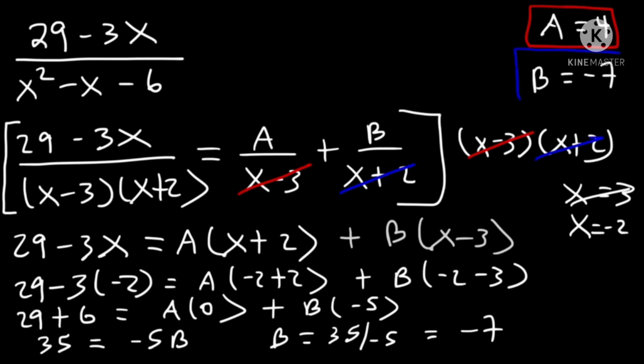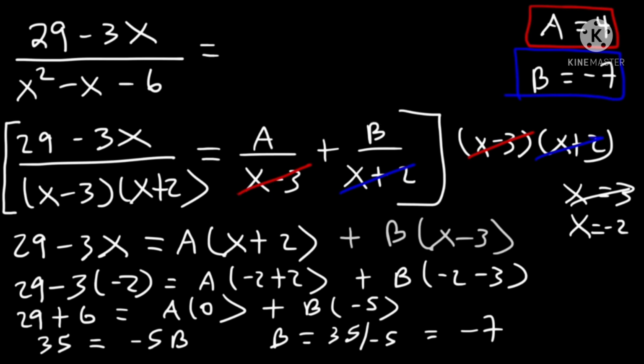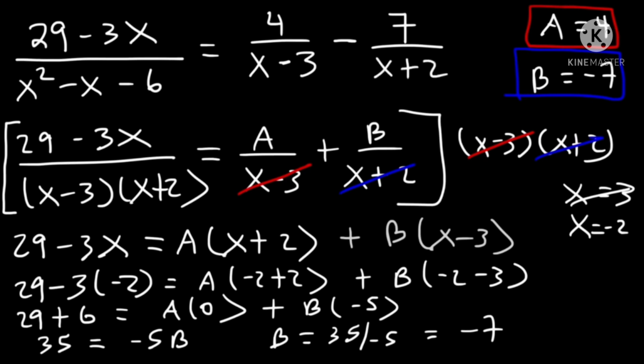So now that we have a and b, we can now write the final answer. So let's plug it in to this expression. So 29 minus 3x over x squared minus x minus 6, that's equal to 4 divided by x minus 3, and then b is negative 7. So instead of writing plus negative 7, I could simply write minus 7, because a positive number times a negative number is still a negative result. So it's going to be minus 7 over x plus 2. And this is the answer.